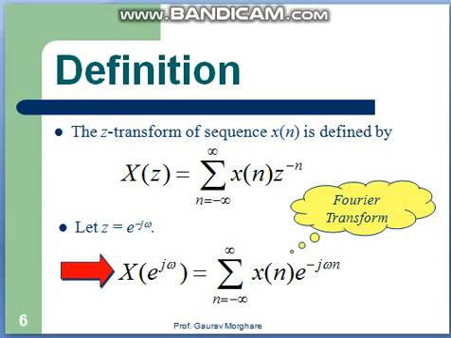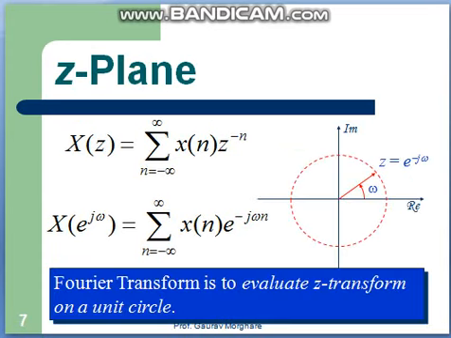Similarly, for the discrete Fourier transform the formula is the same, only the multiplication factor, which is z to the power minus n, is changed into e to the power minus j omega n. Only this is the difference in the formula, although we will discuss the concepts later on.